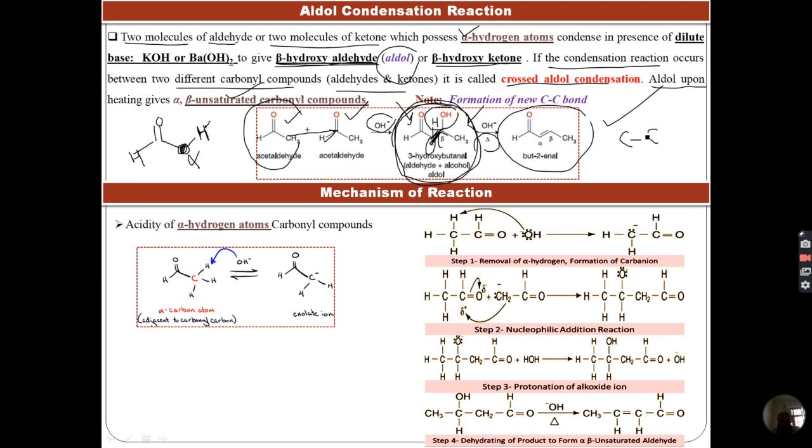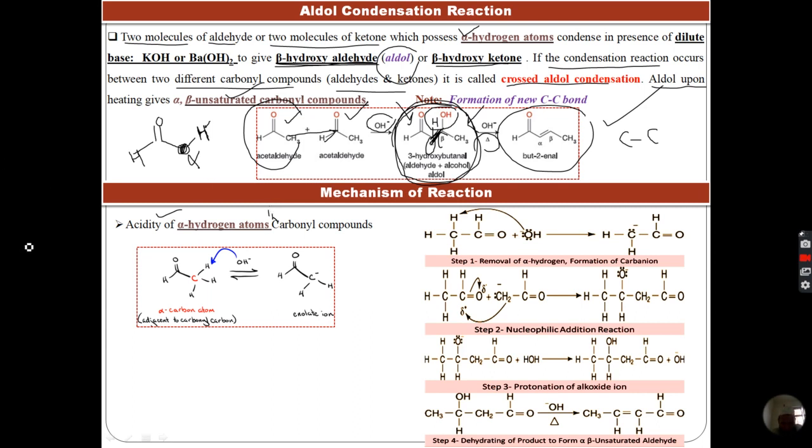Now let's move towards the mechanism part. Before we go to the mechanism, just have a look at this diagram: acidity of alpha hydrogen atoms in carbonyl compounds. We have discussed this before also, that in the carbonyl compound C double bond O, if we have a hydrogen atom present adjacent to it, it is acidic, meaning it can be released as H plus in the presence of a base.